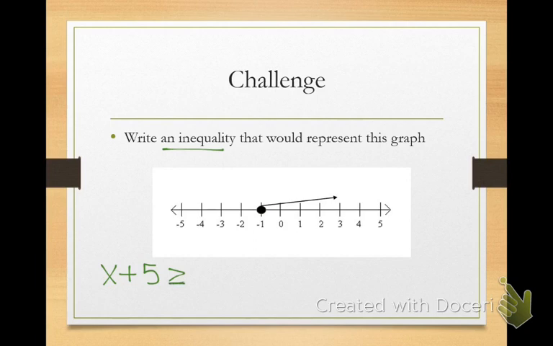Okay, so to solve this, I'm going to need to subtract 5 from some number. What can I subtract 5 from for my answer to be -1? Samuel? 4. So if 4 is on the other side, when I subtract 5 from both sides, what's 4 minus 5? -1. X is greater than or equal to -1, which matches my graph up here.